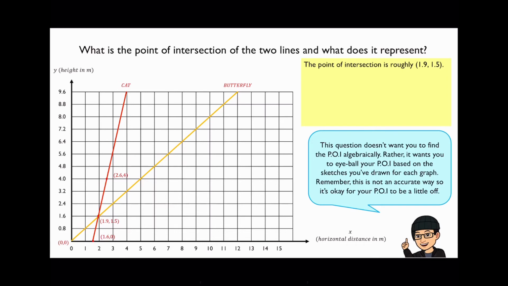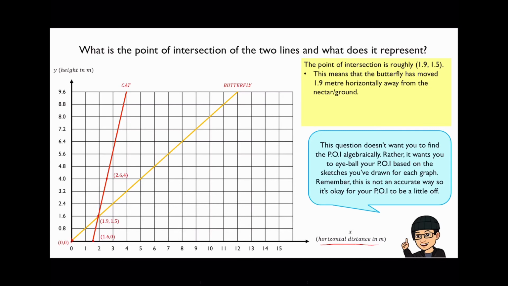Now I'm going to explain what the point of intersection means in this case. Remember that your x value refers to the horizontal distance in meters. So 1.9 meters refers to the total horizontal distance that the butterfly has moved from the petal. Remember that the origin is where the butterfly was initially, when it was on the nectar, on the ground. So 1.9 meters is the total distance it has traveled horizontally after it has flown.